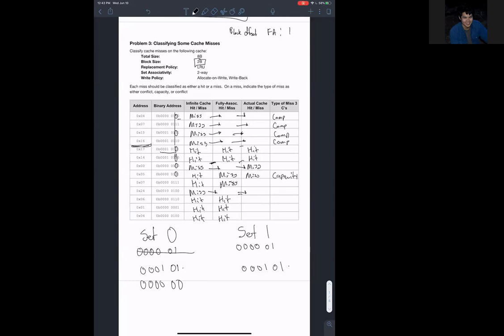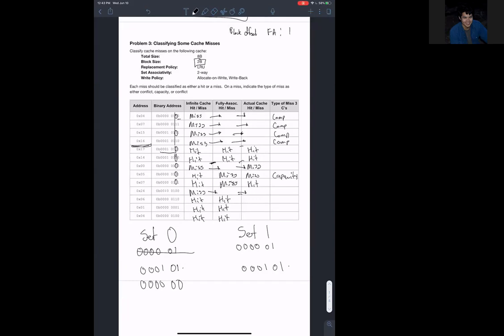Next, we have the address 0x07. And so this would go in set 1 because the set index bit is 1. So now we're just doing a lookup for the address 0000001. And do we see that in our set 1? Yes. So as a lot of you said, this is a hit. This is kind of surprising because our fully associative cache missed it, but our actual cache hit.